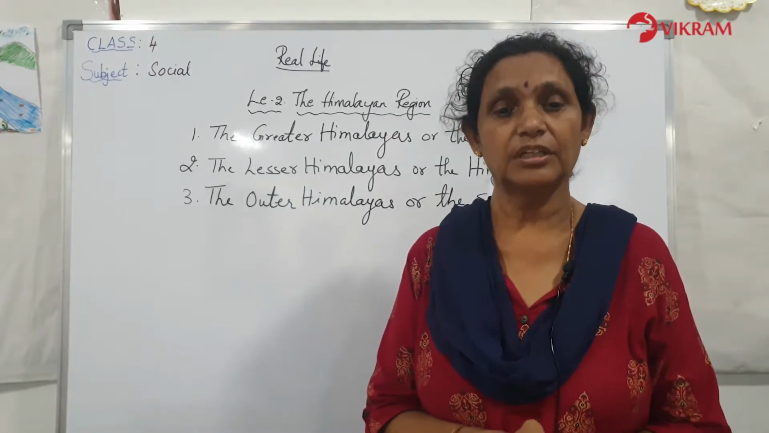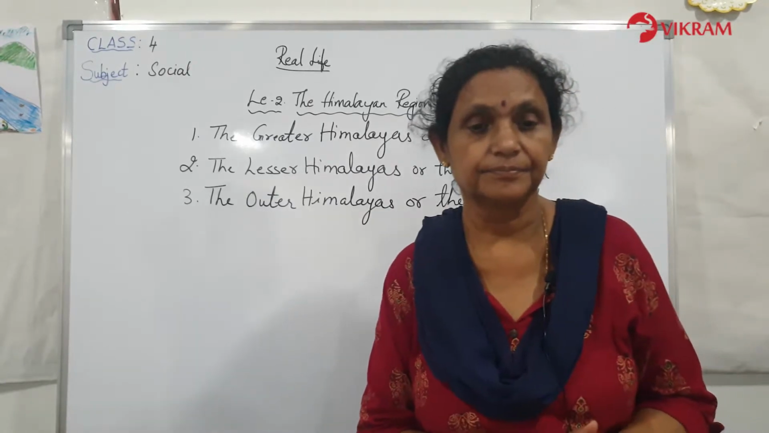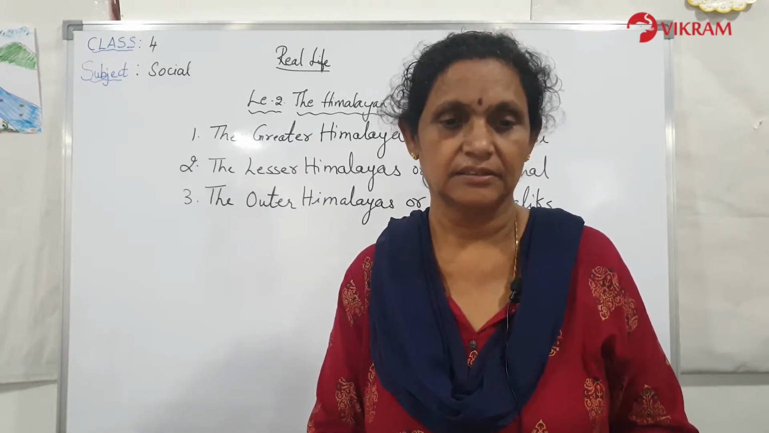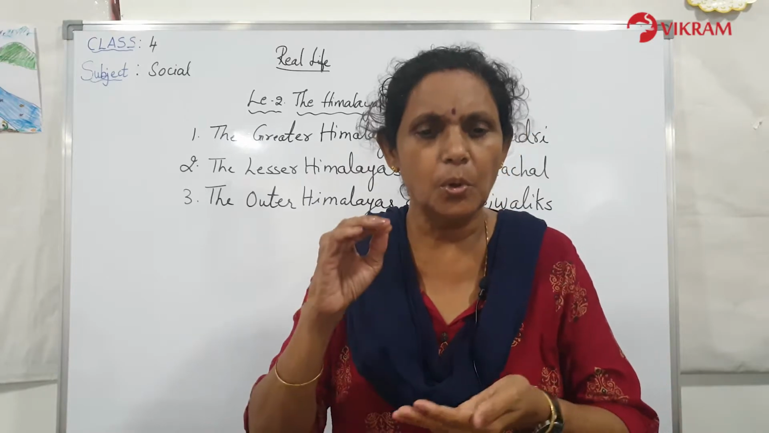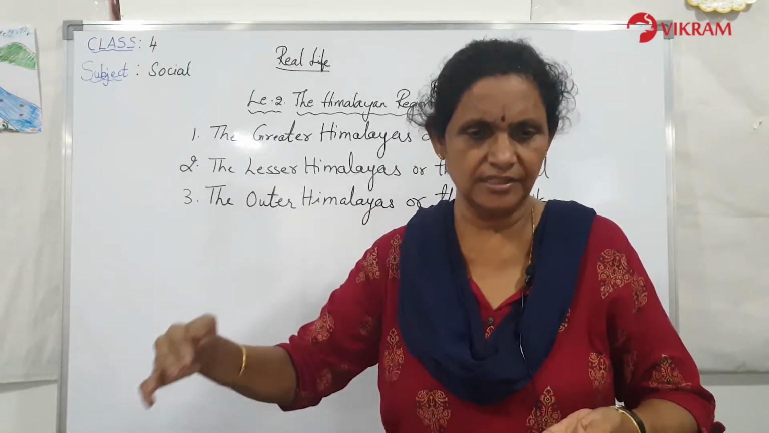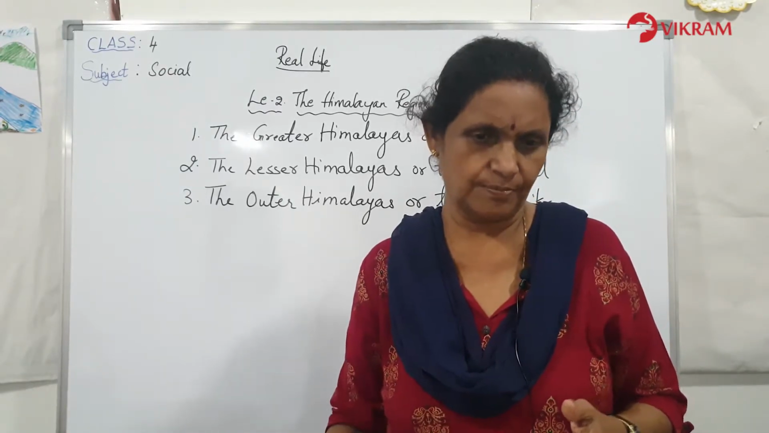Now let us come to the third point, the Outer Himalayas or the Shivaliks. The southernmost range of the Himalayas is called the Shivalik range. It consists of low-lying hills. It forms a continuous chain of hills extending from Jammu and Kashmir to Arunachal Pradesh.